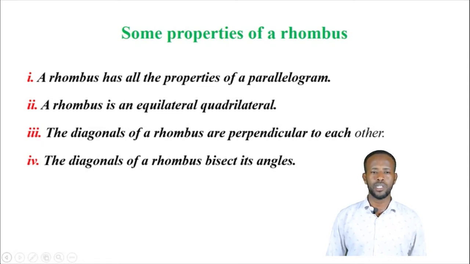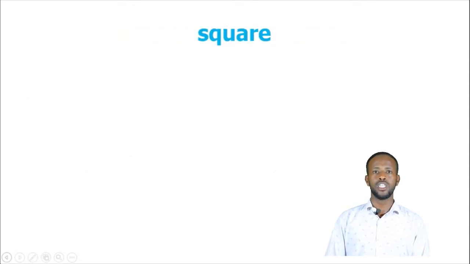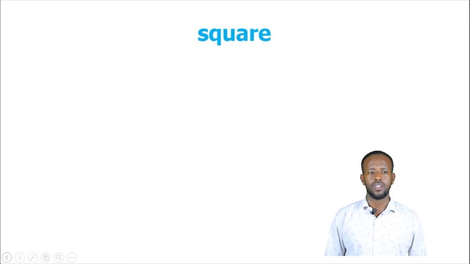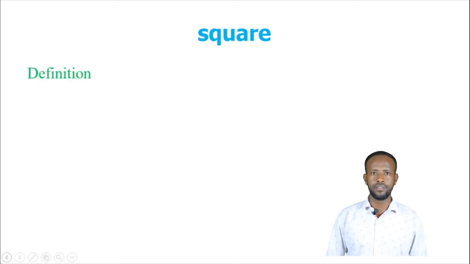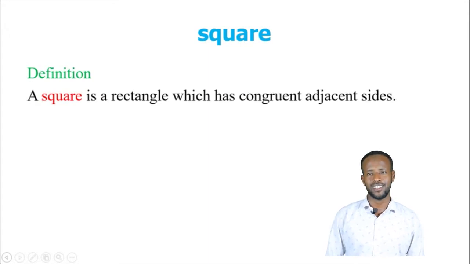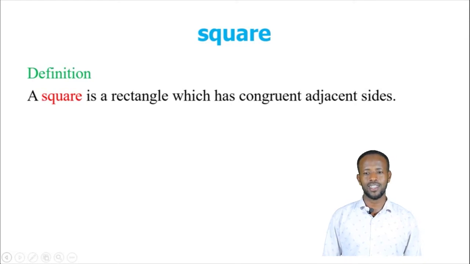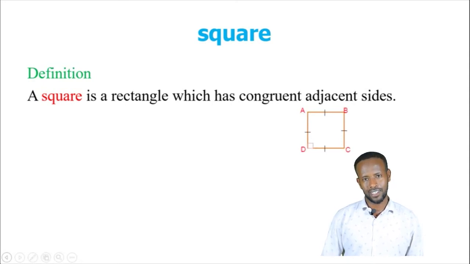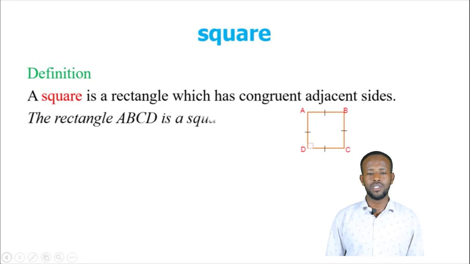Okay, these are the properties of what? Rhombus. Again, let us see a square. A square definition. A square is a rectangle which has congruent adjacent sides. Look, it is a type of rectangle whose adjacent sides are congruent. The rectangle ABCD is a square.